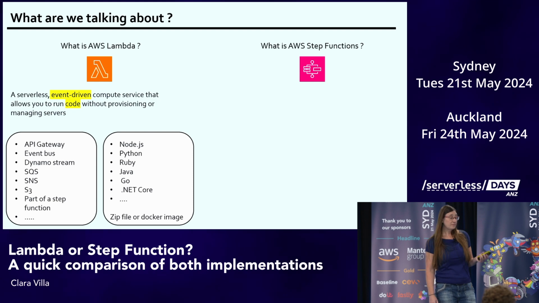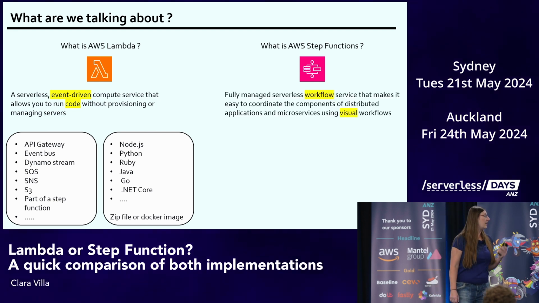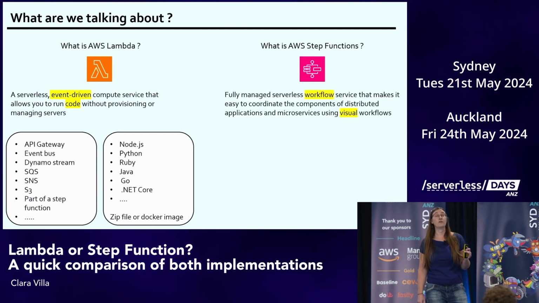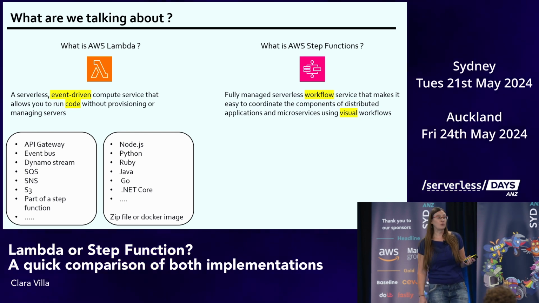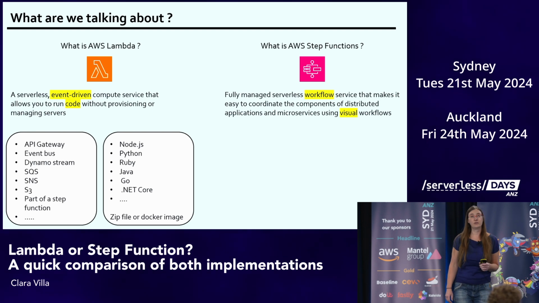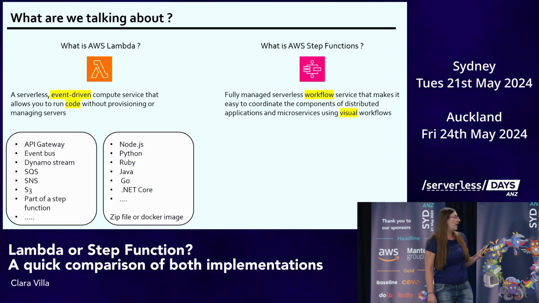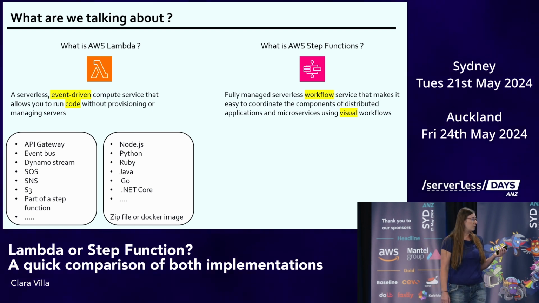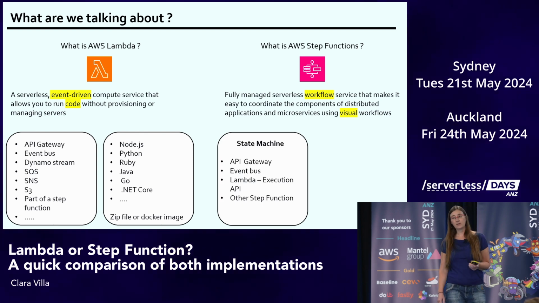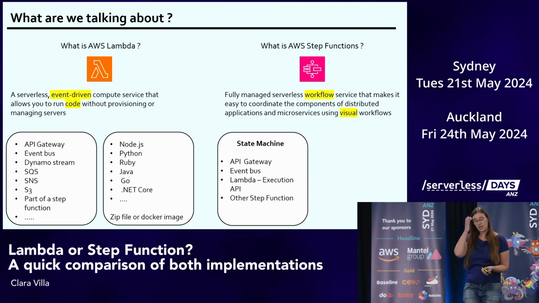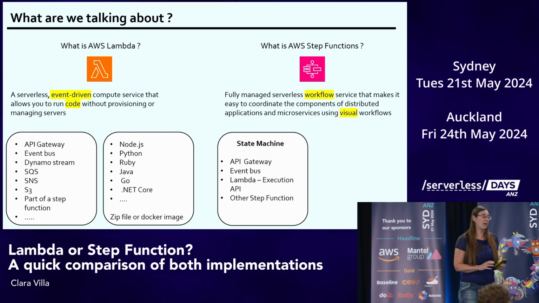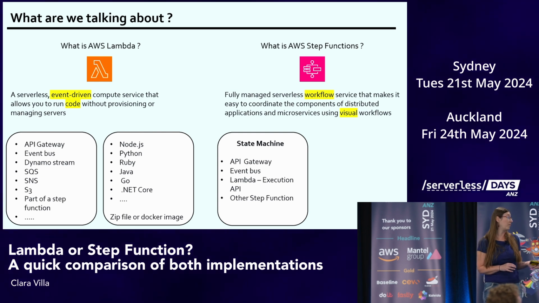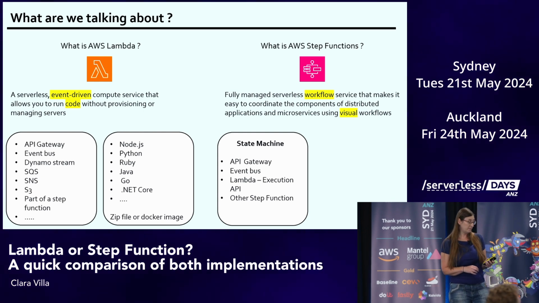Step Functions, it's another serverless service. It's a workflow service that helps you orchestrate your application and use visual tools for it. It's mainly composed of two parts. One is the state machine, which is your workflow itself. A state machine is triggered by a bit fewer events than the Lambda. API Gateway, event bus, you could potentially have a Lambda invoking the execution API or from another step function.